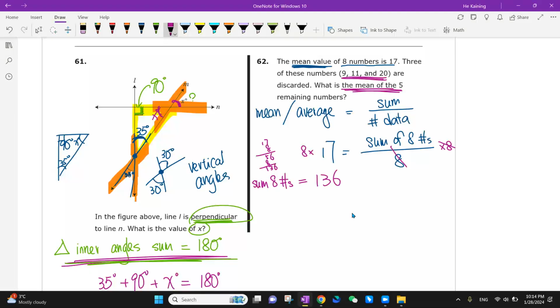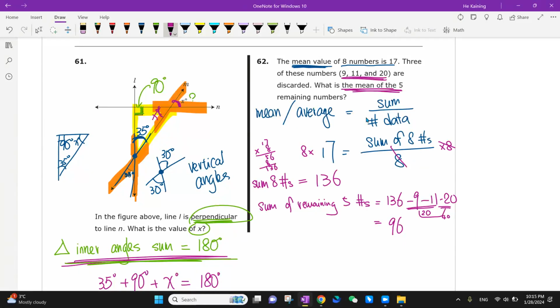Again, today we're trying not to use any calculators, trying to practice your mental math. So handwritten math is going to be the best friend. Okay, so based on that, I'm throwing out 9, 11, 20. So that means the sum of the remaining 5 numbers is going to be what? Oh, it's just going to be 136, taking away the 9, taking away the 11, and taking away the 20. I know that these two, 9 and 11, taken away together make another 20. So it's going to be 40 together. So I'm going to have 136 take away 40, which is going to be 96.